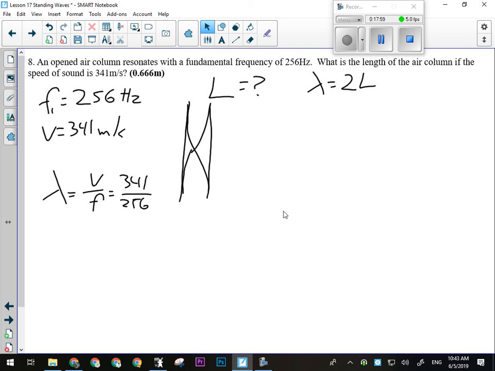They all work fairly similarly. You just have to remember that for a closed air column, you're dealing with lambda equals 4L, and for an open air column, you're dealing with lambda equals 2L, and you're going to be doing some stuff with the universal wave equation. Once in a while, they might also give you the air temperature and the opportunity to use this formula.